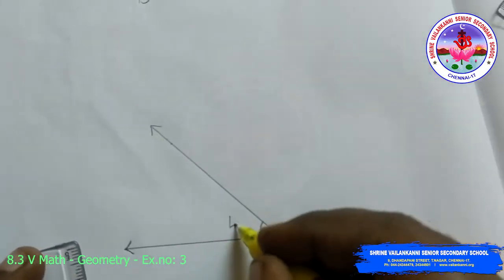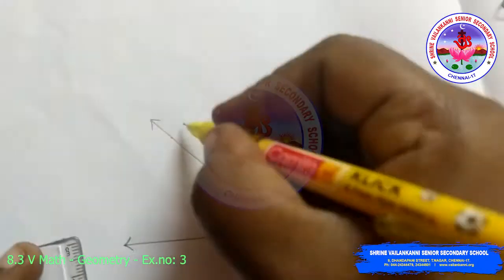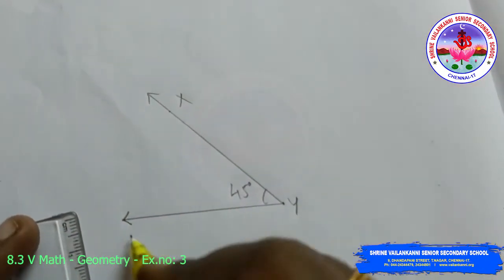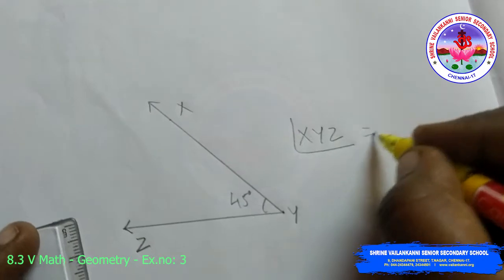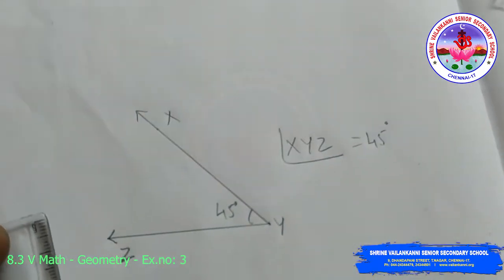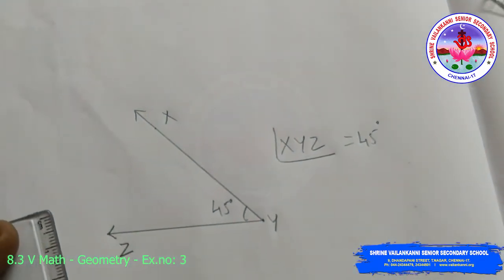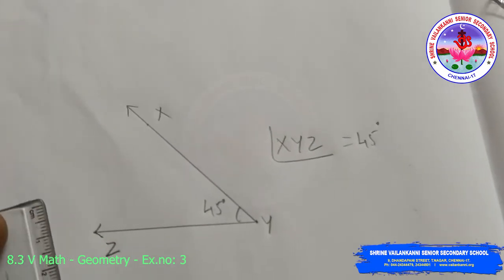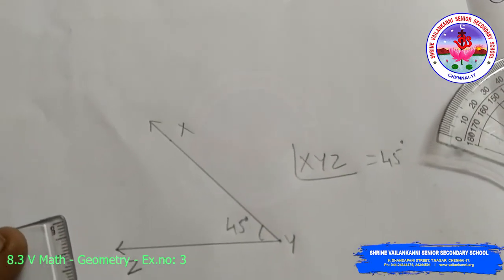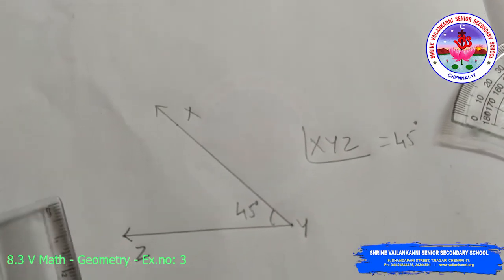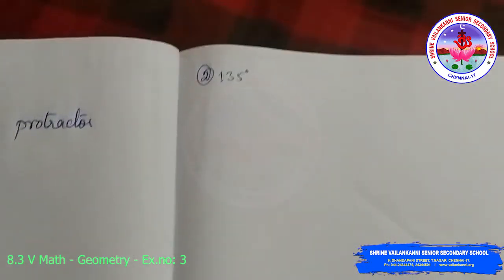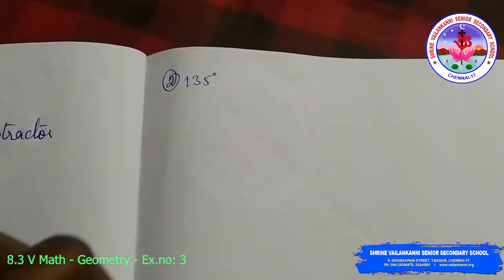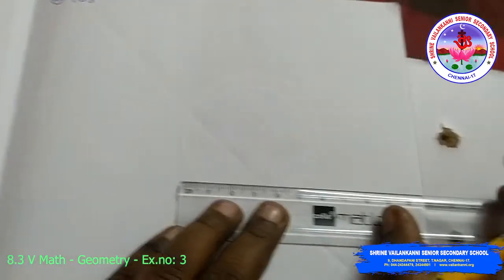So now this angle is your 45. You can also use any alphabet, like XYZ. So XYZ is equal to 45 degrees. So here, with 45 degrees, I have shown you how to use your inner scale and how to use your outer scale. We'll see one more example, 135 degrees. We are going to draw 135.